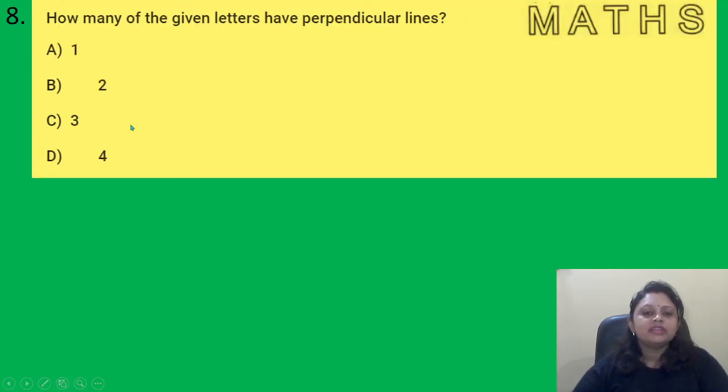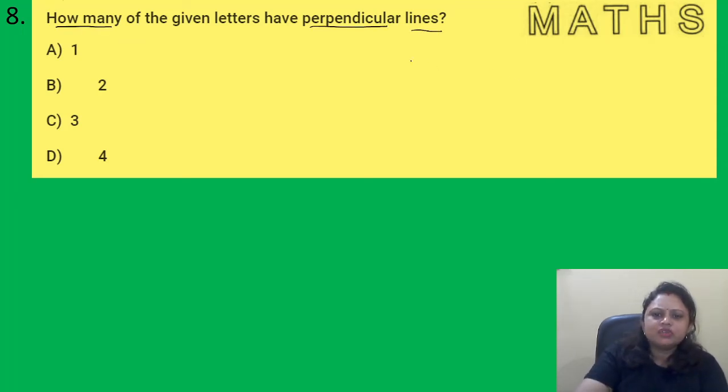How many of the given letters have perpendicular lines? Option A 1, B 2, C 3, D 4. So in the question it is given how many of the given letters have perpendicular lines. So what letters we have? We have M, then A, okay. Let me write it straight. M, A, T, H, S.